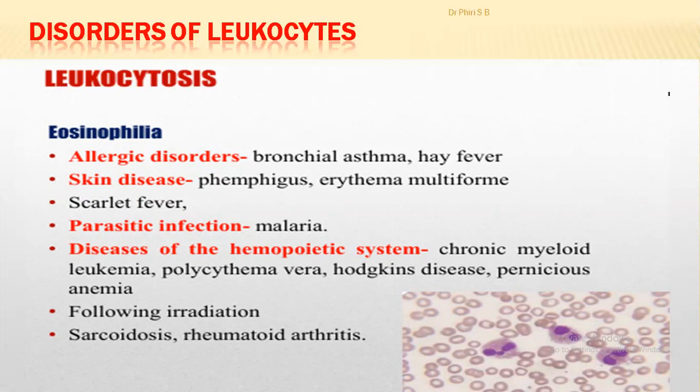Then sarcoidosis is another disease. It's a chronic disease of unknown cause, but it's characterized by the enlargement of the lymph nodes. So you find that in sarcoidosis, there is enlargement of the lymphoid tissue in different parts of the body. So that's sarcoidosis. In sarcoidosis, you can also expect an increase in eosinophils, which is called eosinophilia.